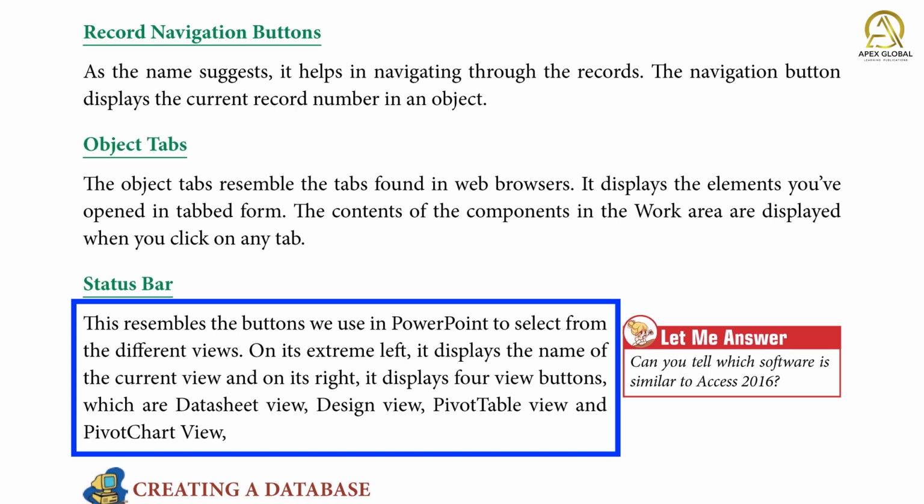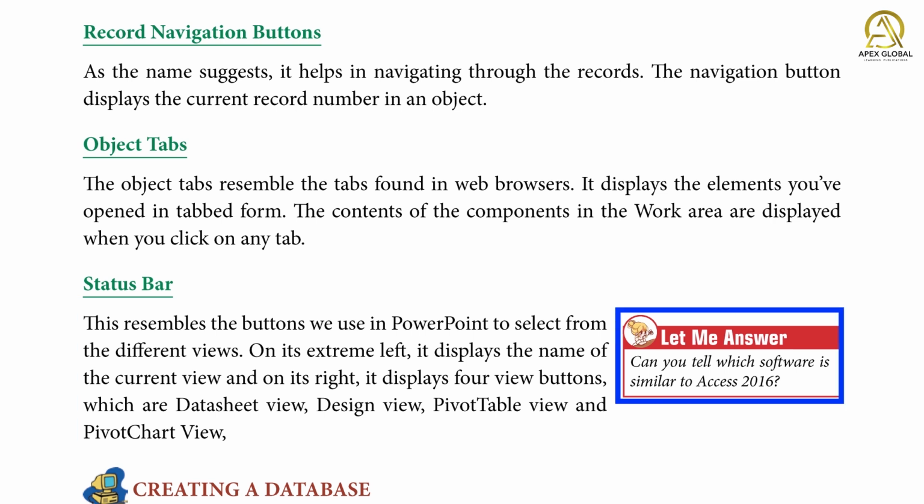On its extreme left, it displays the name of the current view, and on its right, it displays 4 view buttons, which are Data Sheet view, Design view, Pivot Table view, and Pivot Chart view. Let me answer. Can you tell which software is similar to Access 2016?